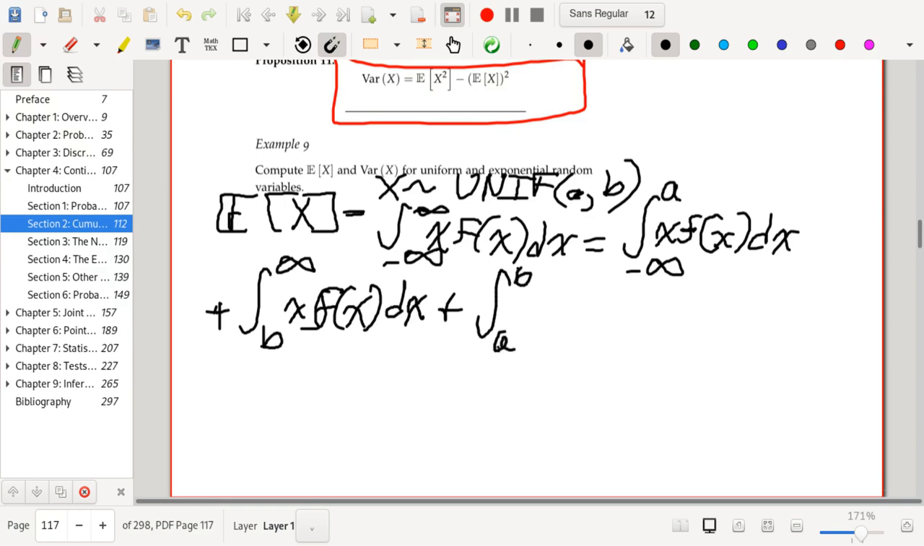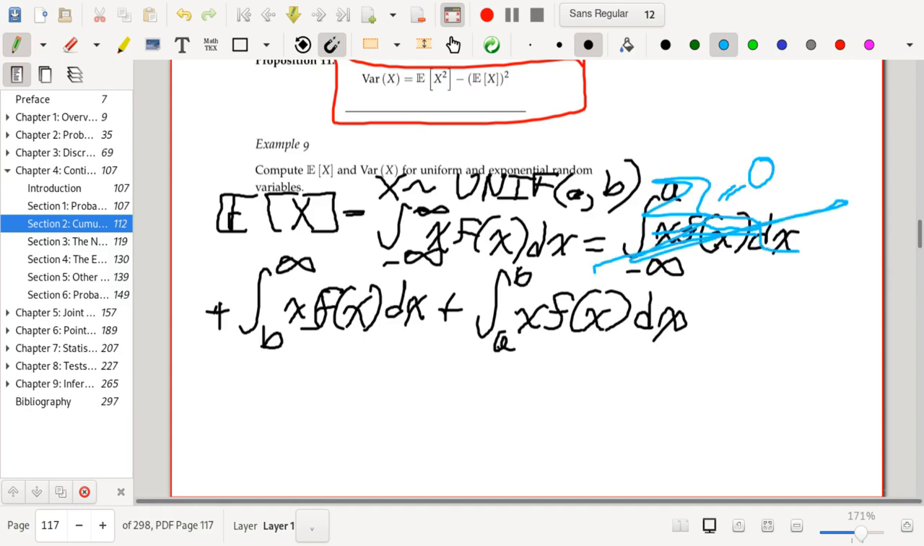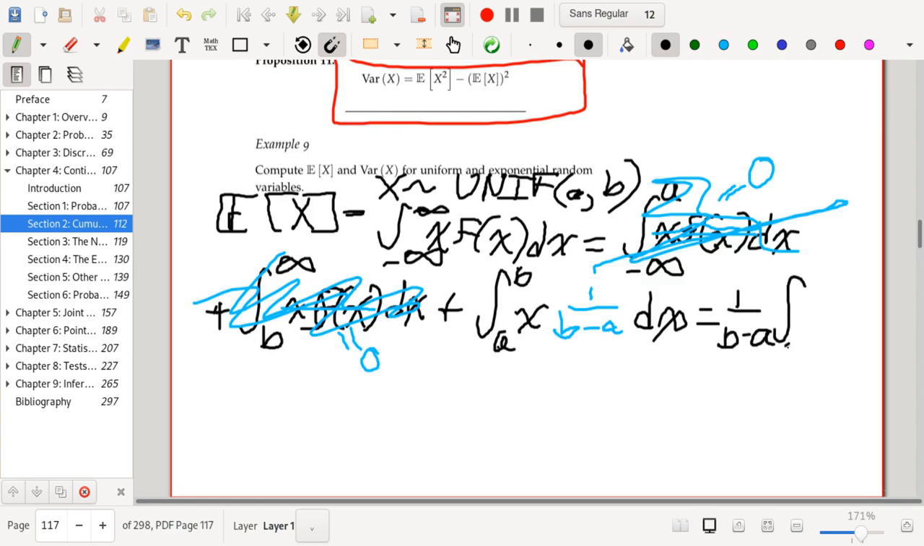All right. So on the interval negative infinity to a, f of x, the probability density function, is equal to 0. So you have something times 0, which means that the whole thing is equal to 0, which means that this part actually doesn't matter. And for b to infinity, again, this is equal to 0. You have something times 0, so you get 0, and thus this part doesn't matter either. All right? So that leaves the interval a to b, on which we would replace f of x with what it is on this interval, which is 1 over b minus a. And 1 over b minus a is a constant, so we have 1 over b minus a, and then the integral from a to b, x dx.